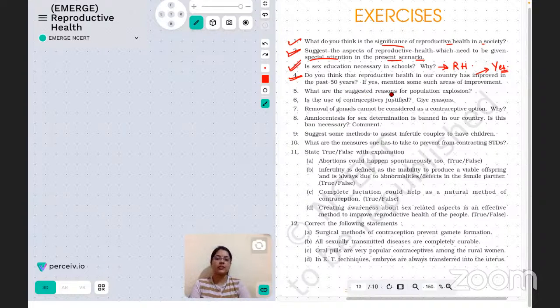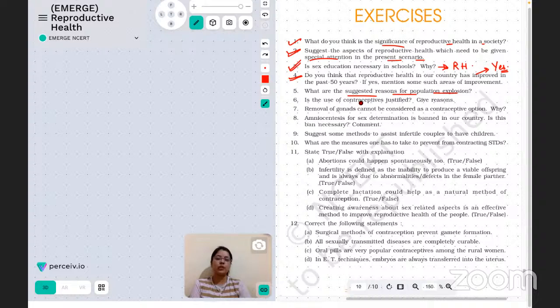Now, what are the suggested reasons for population explosion? मैंने आपको already बताया हुआ था that better health infrastructure हो गया है, then economic status बहुत अच्छा खासा improve हो चुका है. तो ये कुछ reasons हैं जिसके वजह से population explosion हुआ है.